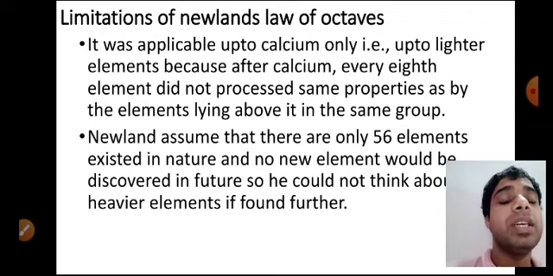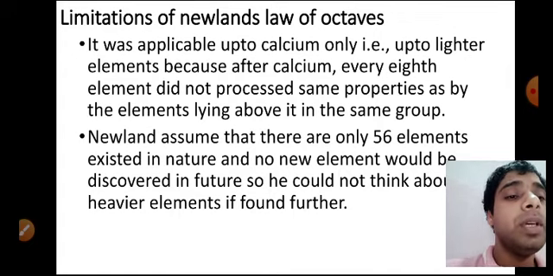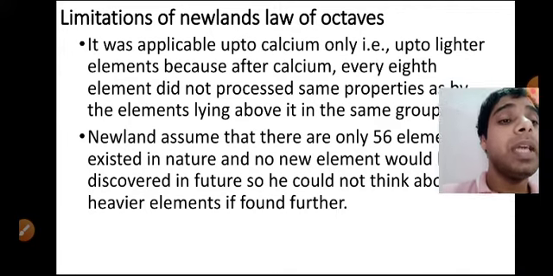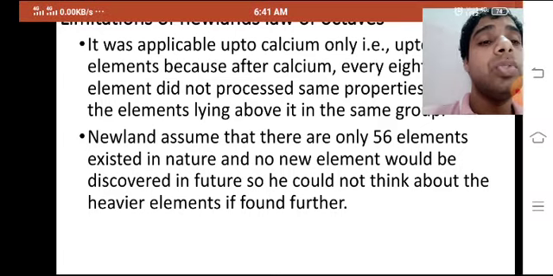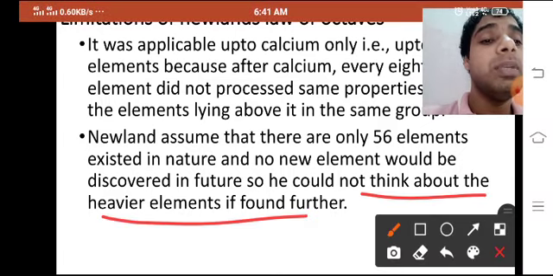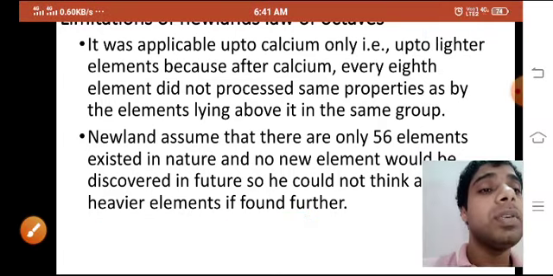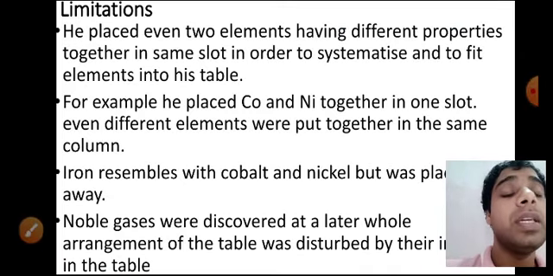Then Newlands assumed that only 56 elements existed in nature. He told the world that in the future only 56 elements would be there, no new elements would come. But today we have 118 elements. He assumed no new element would be discovered in future, so he could not think about heavier elements being found later. So this is the thing you should know, the limitations.